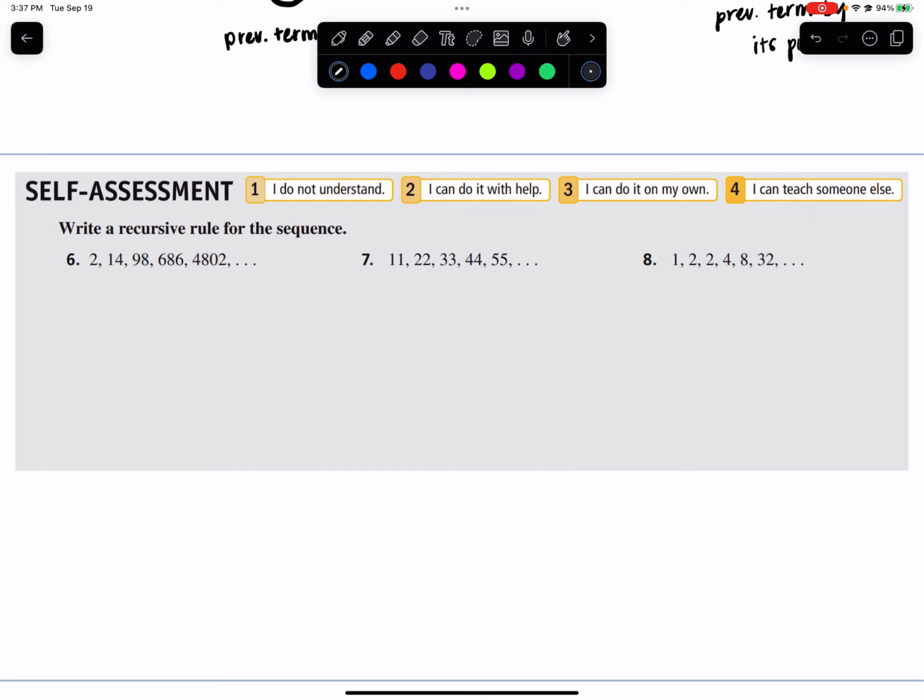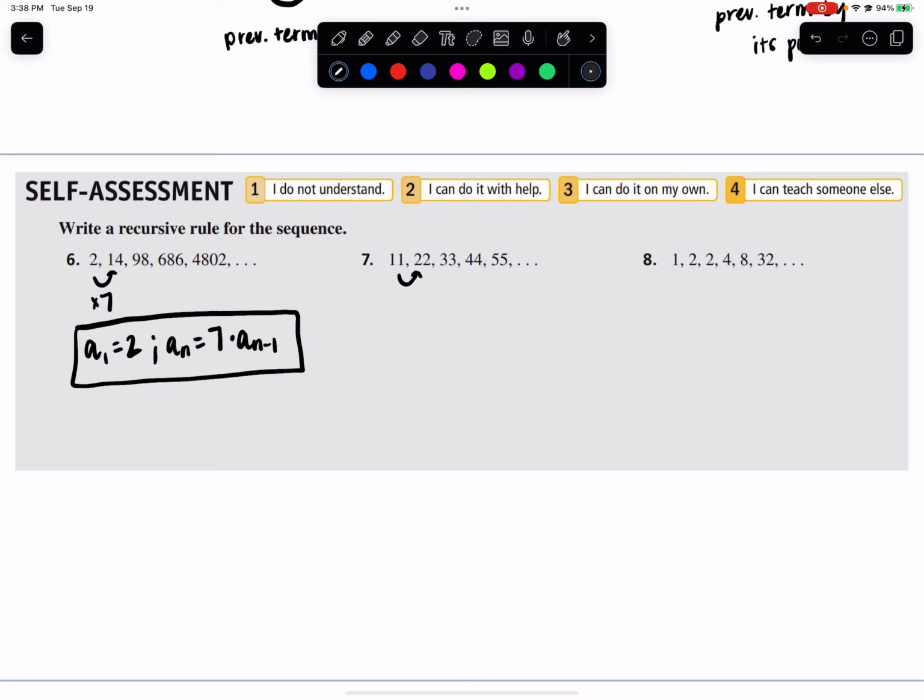All right, number 6. You should have found that this is geometric and you're multiplying by 7. So A sub 1 is 2. A sub n equals that common ratio 7 times previous term A sub n minus 1. Number 7, you should have found that you are looking at an arithmetic sequence. You're adding 11 each time. So a sub 1 equals 11. And my rule is that I'm taking each previous term, a sub n minus 1, and I'm adding 11 to it.